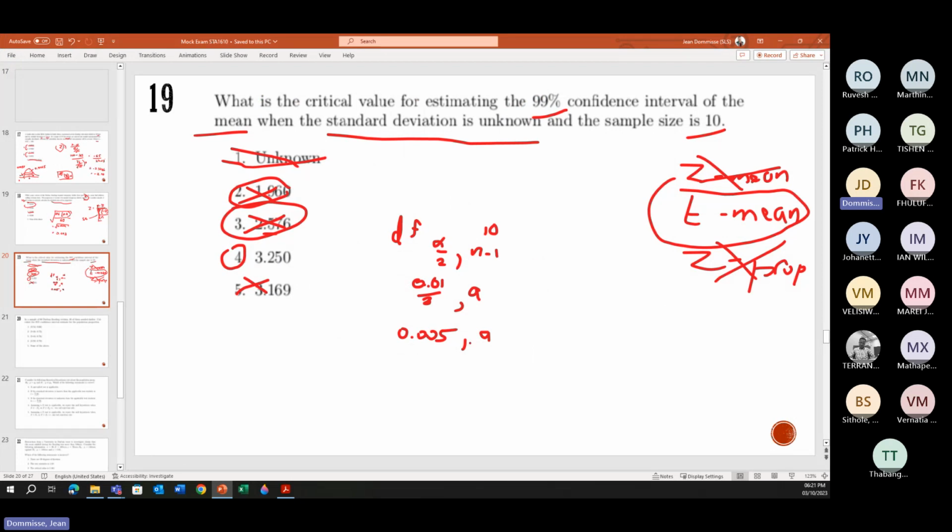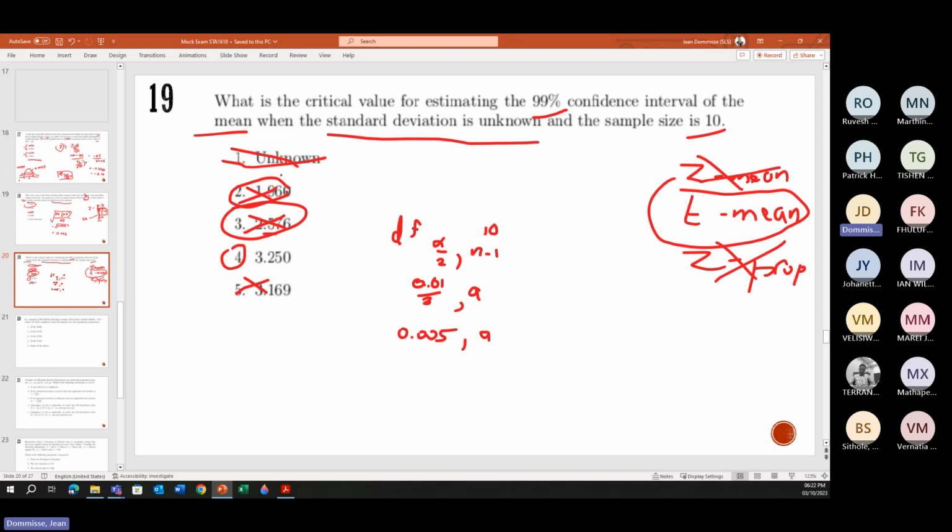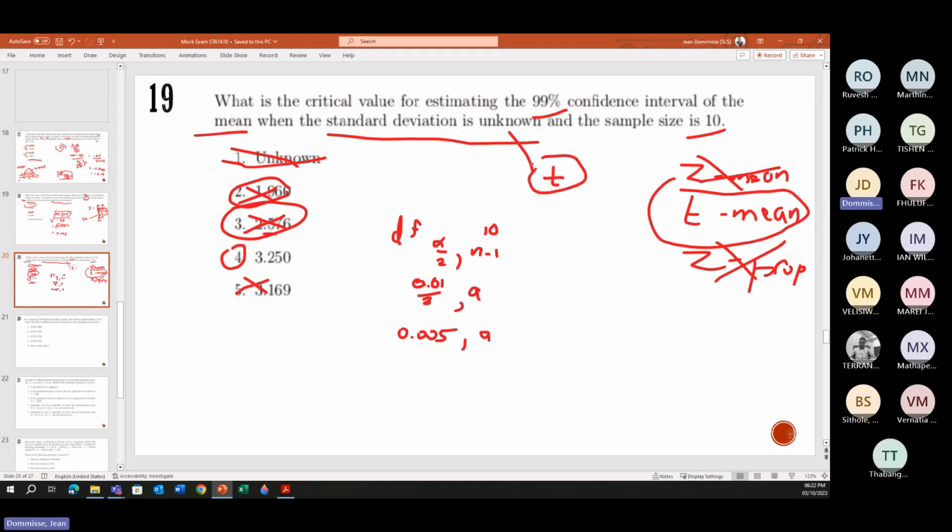Again, this should be actually easier, the marks. And in here they really tell you standard deviation is unknown, so we know we're working with a T. That is just automatically we're working with a T. Even, yes, the sample size is also small, but already with unknown, we go straight to a T. Okay.